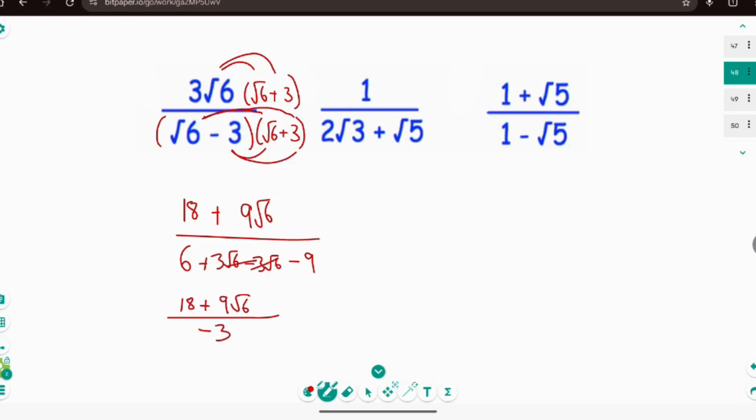I've just spotted here that all of these have a common factor of 3. But I don't really want a negative denominator, so I'm going to divide everything by negative 3. So I'm not left with a negative 1 as the denominator. 18 divided by negative 3, negative 6. 9 divided by negative 3, negative 3.